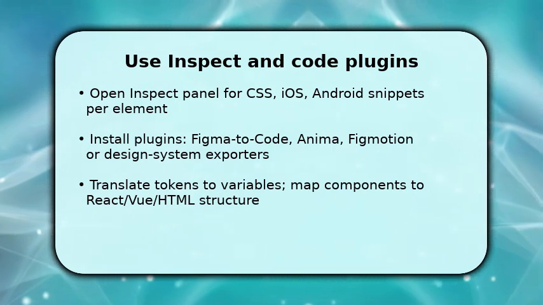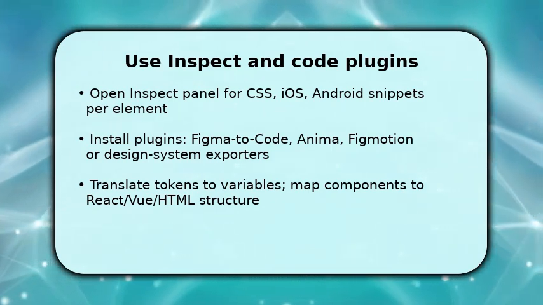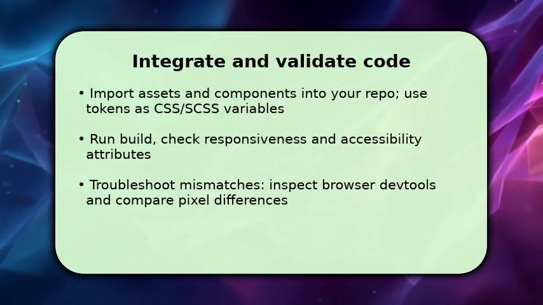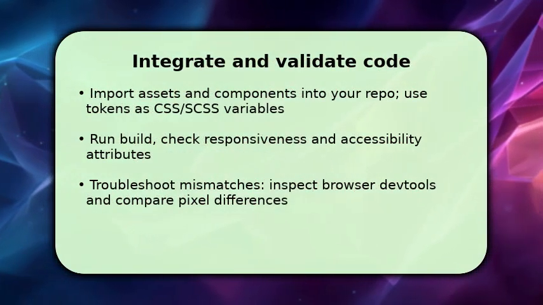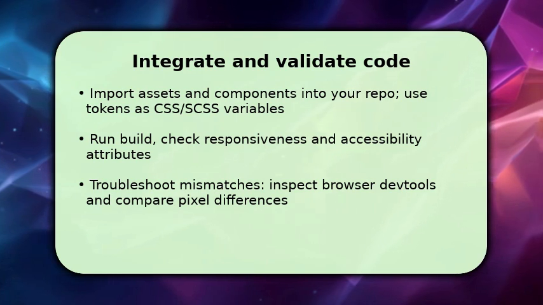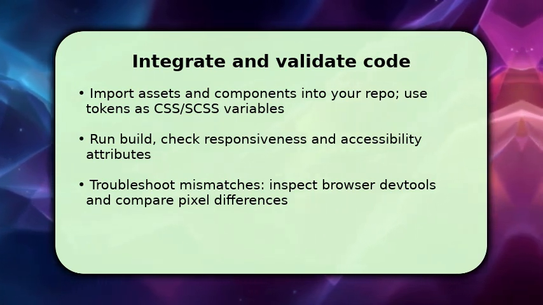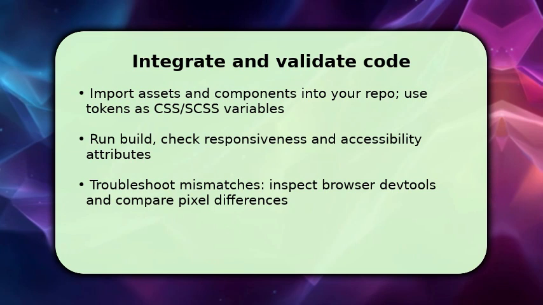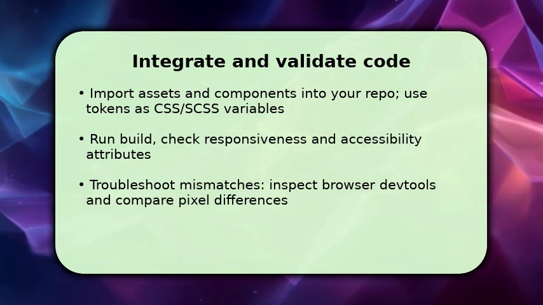You finish by integrating exported code into your project and validating behavior. Import assets and wire component files into your repo, then replace inline values with tokens and run a local build to confirm styles compile. Next, test responsiveness and accessibility attributes.